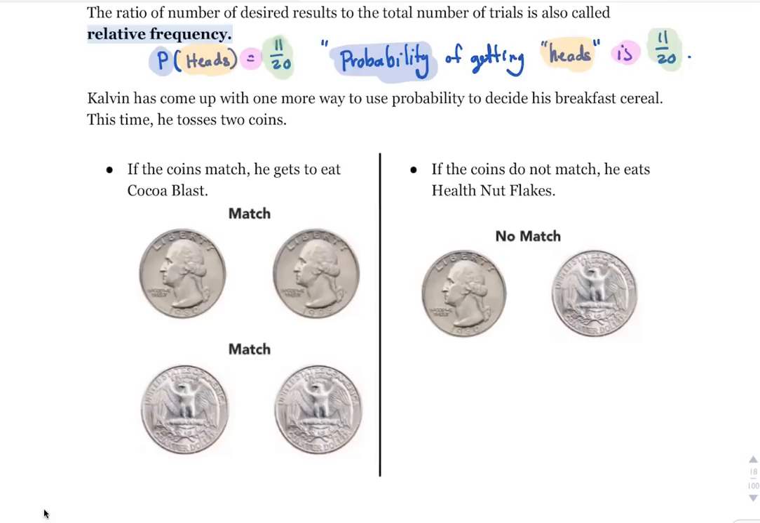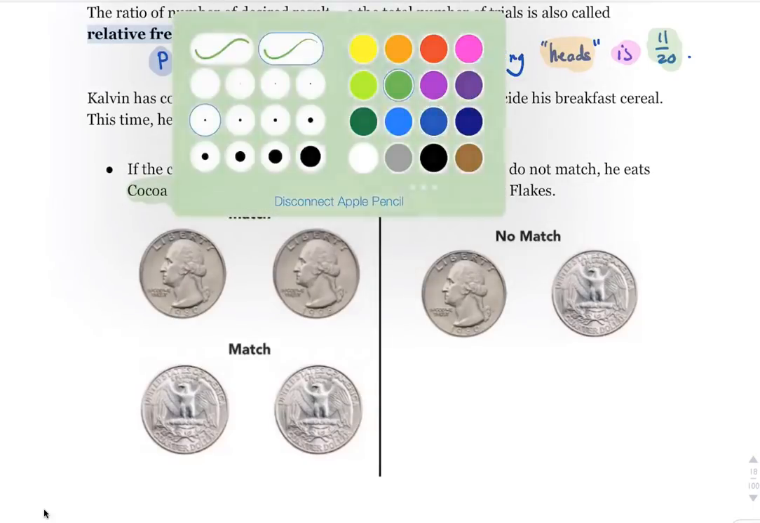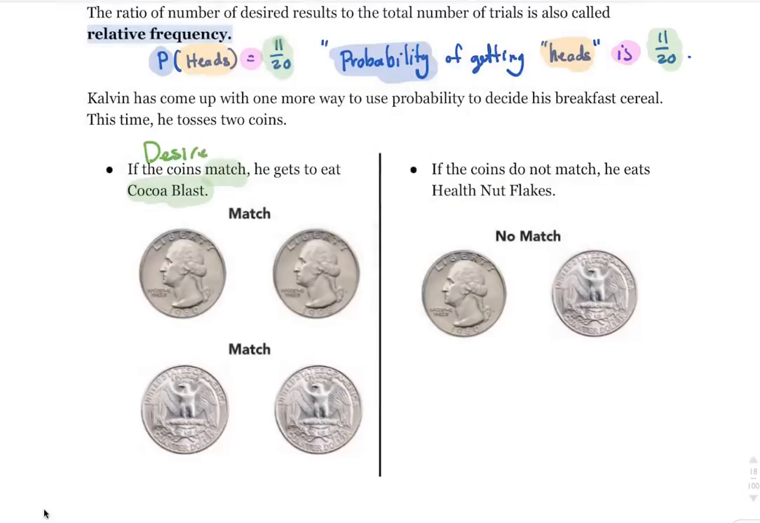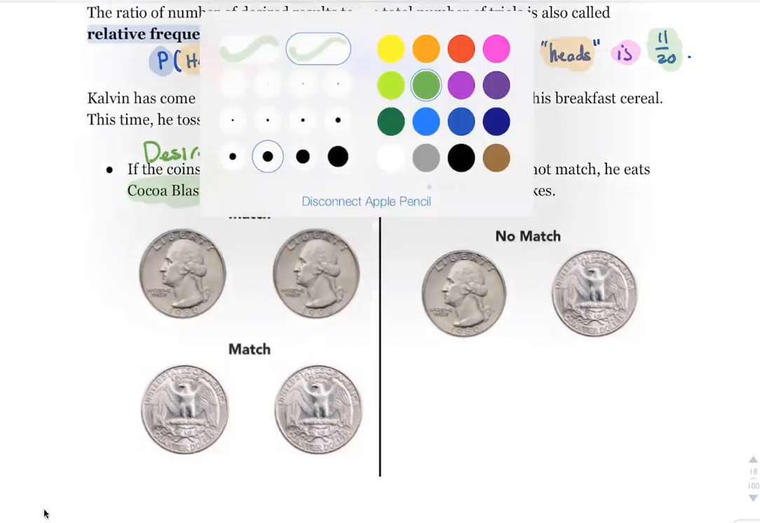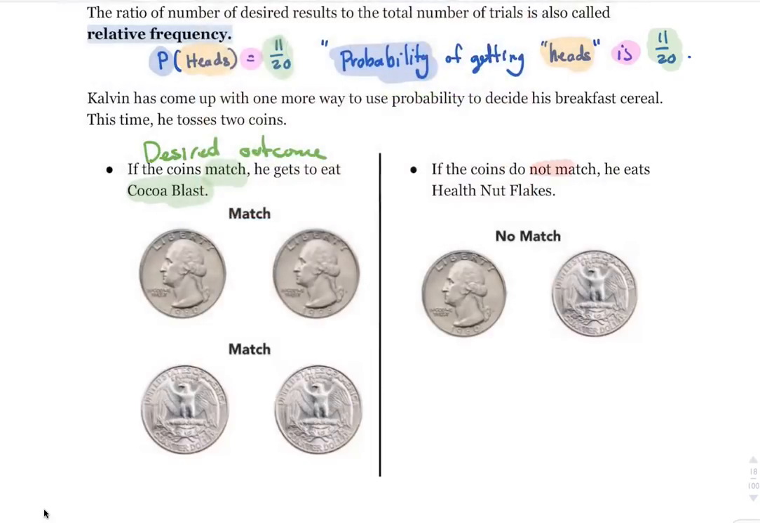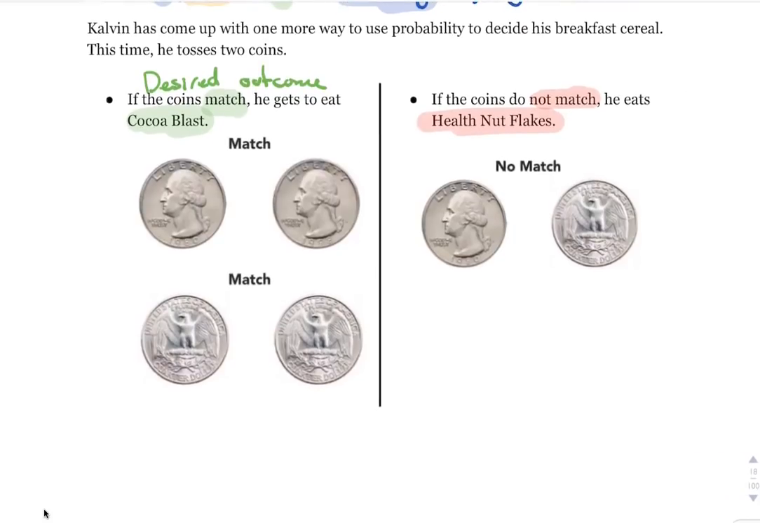And if it's a match, he gets Cocoa Blast. This is our desired outcome. And if it's not a match, he gets the healthy stuff. So this is what he saw. Okay. So he thinks that he's going to get a 2-to-1 ratio. He's going to get to eat his cereal twice as much as having to eat the healthy cereal.